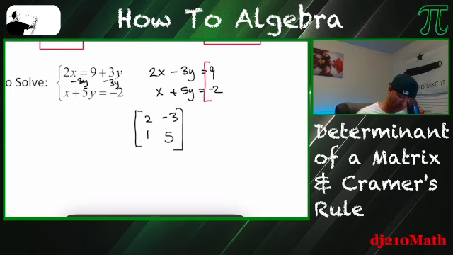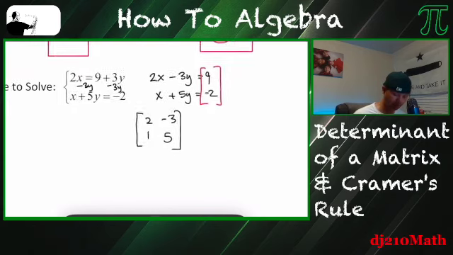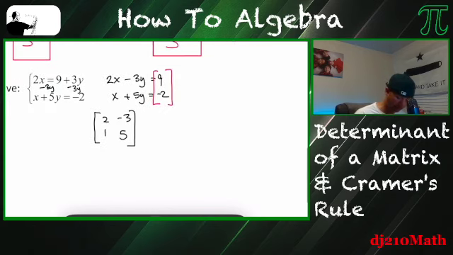The answers, they're in their own matrix that we're going to use later. All right, finding capital D first. We're going to do the diagonals. So 2 times 5 is 10, minus 1 times negative 3, negative 3. So plus 3, right? Minus a negative is plus. This is 13. All right, that's my D.